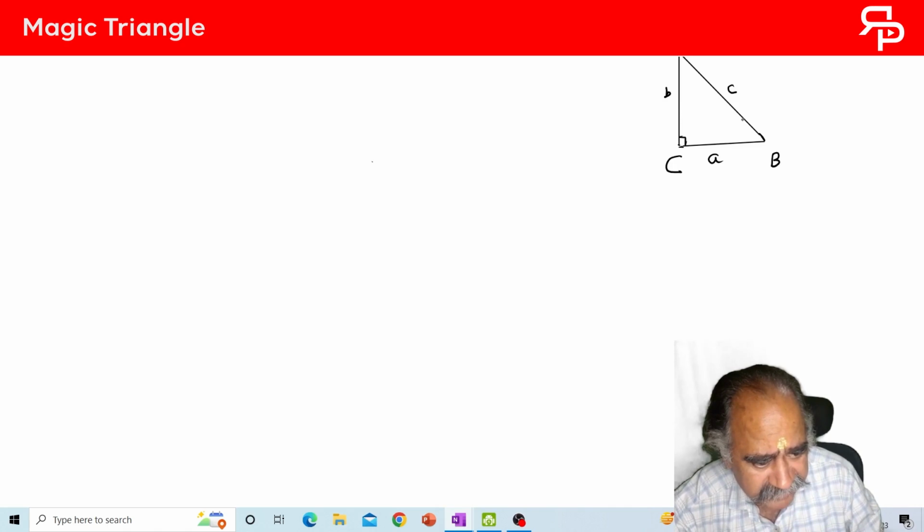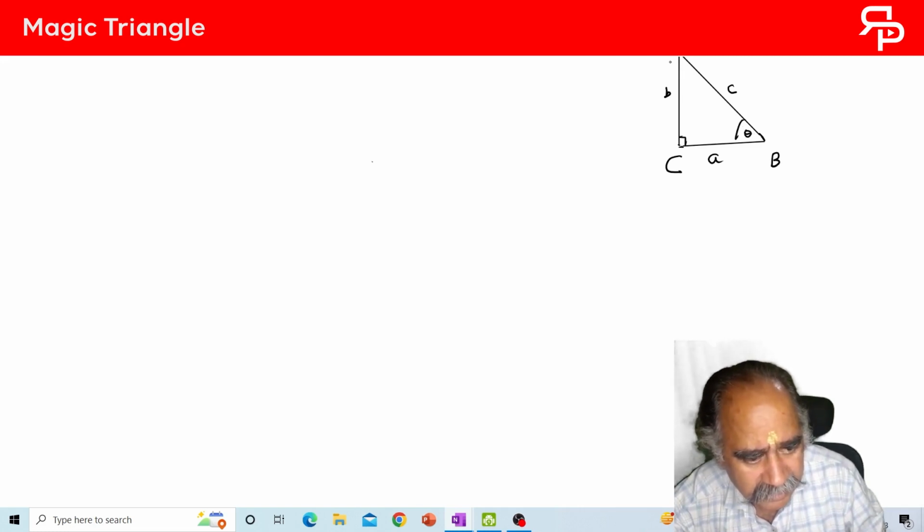This angle, measuring angle ABC, is taken as theta. And this angle, that is angle CAB, if this is theta, this is pi by 2 minus theta, which is 90 degrees minus theta. In radian measure, 90 degrees is the same as pi by 2.